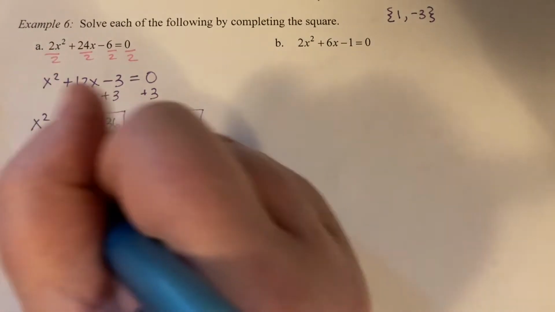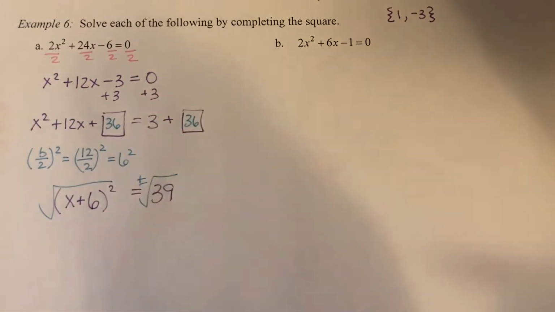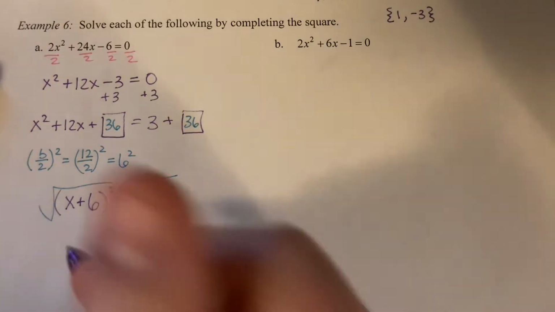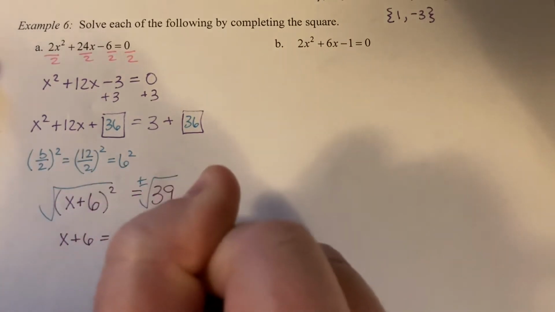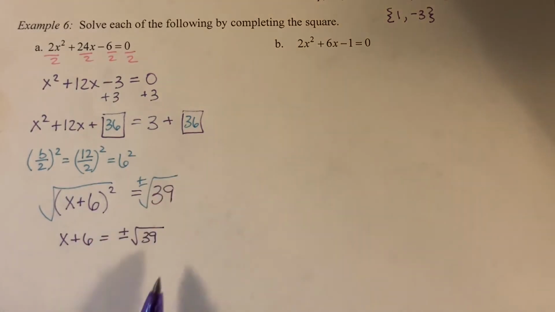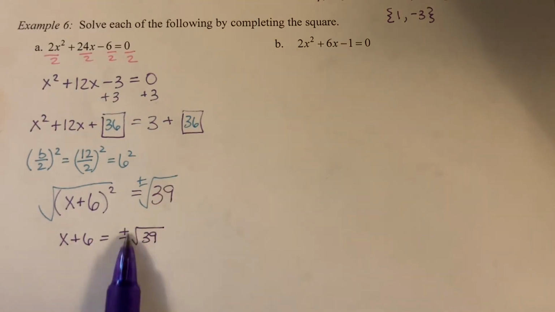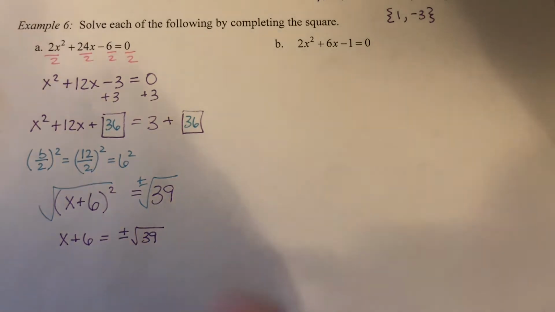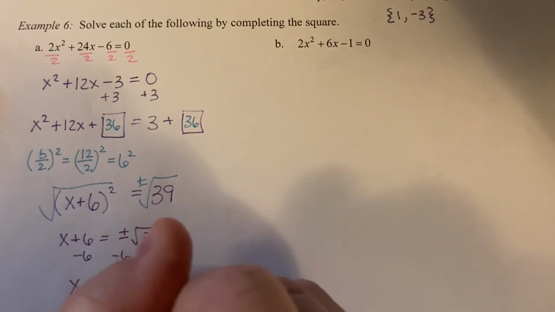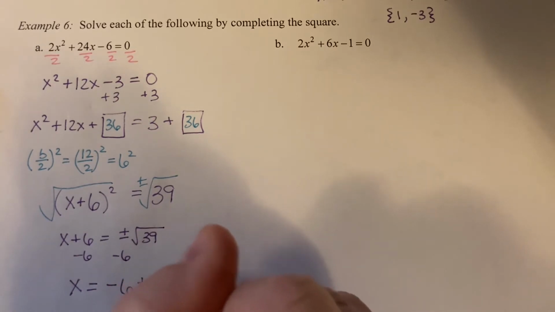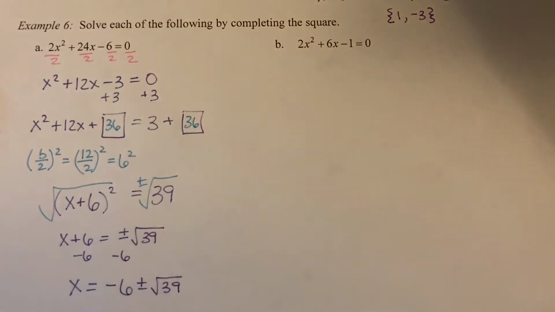Okay, square root both sides, making sure you put a plus or minus on there. So I get x plus 6 is positive or negative square root of 39. Check to see if there's any perfect squares that go into 39. I don't see any, so we just subtract 6 from both sides. So x is -6 plus or minus the square root of 39.